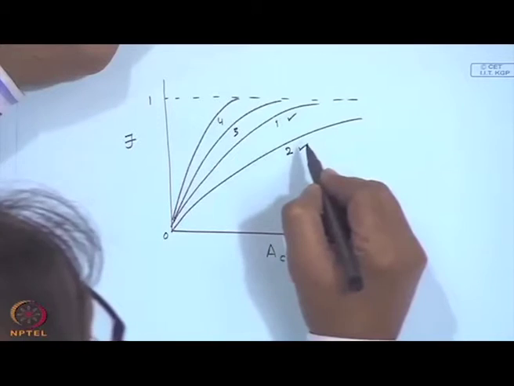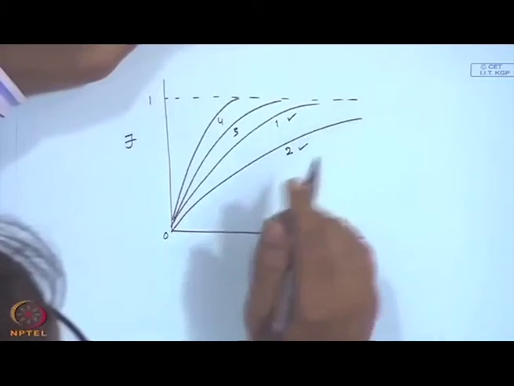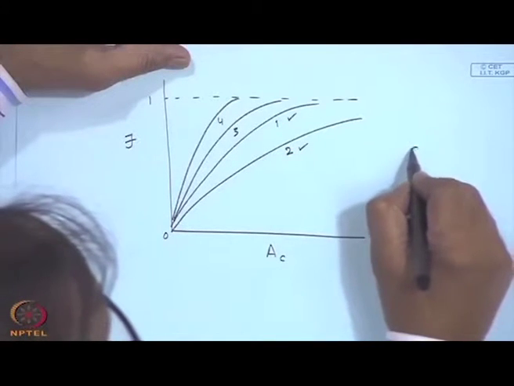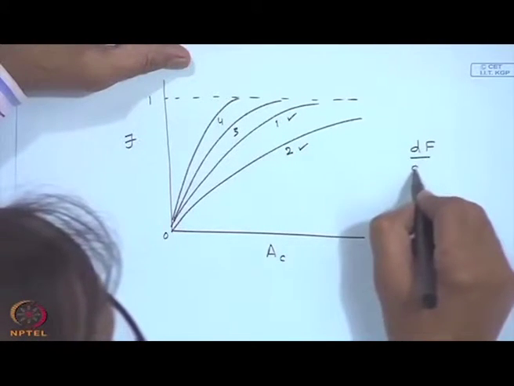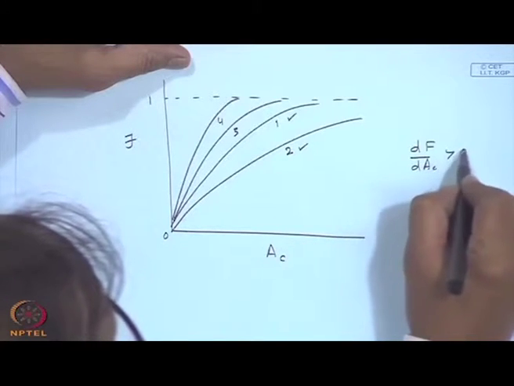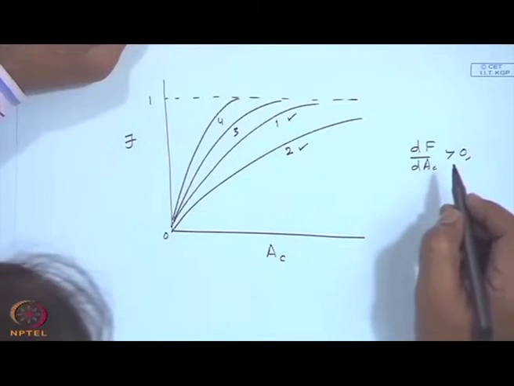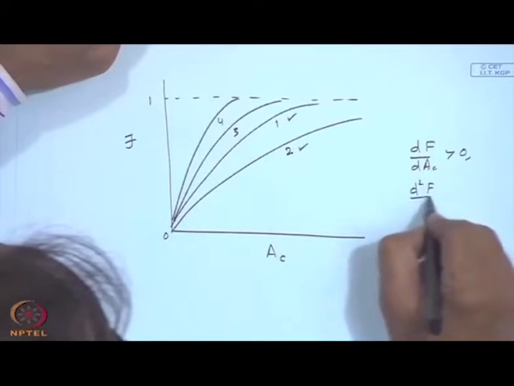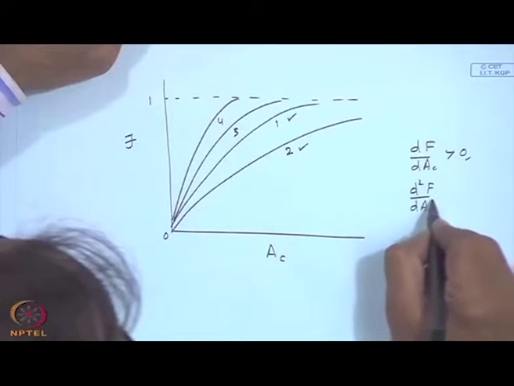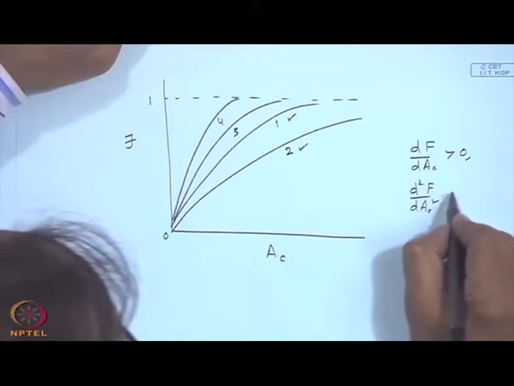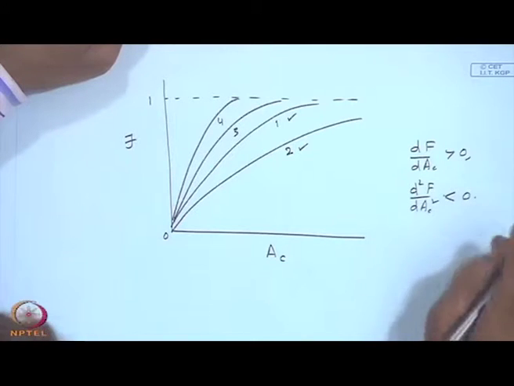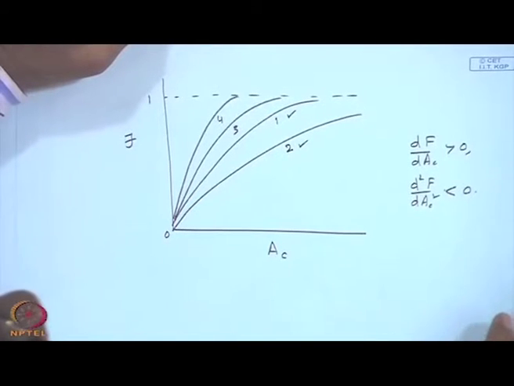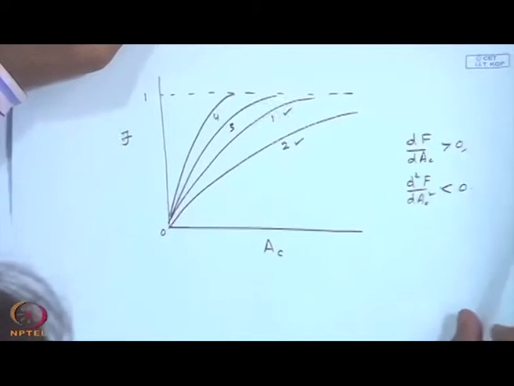This may be a location where the solar radiation is lesser, consequently my load fraction is lower. We also said that though dF upon dAc is positive, the load fraction increases with area, no doubt, but d squared f upon dAc squared, with convex upward curves, is less than 0. What it means is the load fraction increases at a decreasing rate as the area increases.